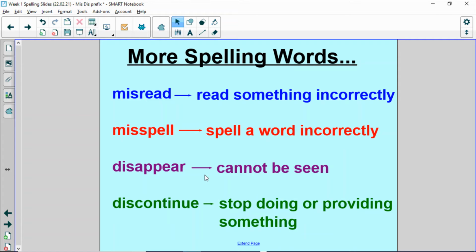Now, can you see, Year 4, all of our prefixes change the meaning. So read and spell means you can read words and you can spell them. But put M-I-S in front of it, it means you cannot do it or you do it wrong. The same for disappear. Appear means you can be seen. Disappear means you cannot. Continue means you carry on doing something. Discontinue means you stop it. So it completely changes our meaning to the opposite.